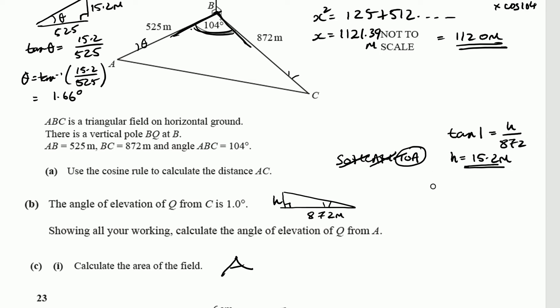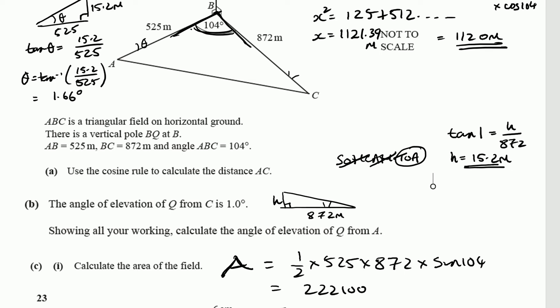The area of the field is equal to 1/2 times 525 times 872 times sine 104. All those things from that A for area. And I'm going to go ahead and work that out. 1/2 times 525 times 872 times sine 104 is getting me quite a large answer, 222,100.69 meters squared.